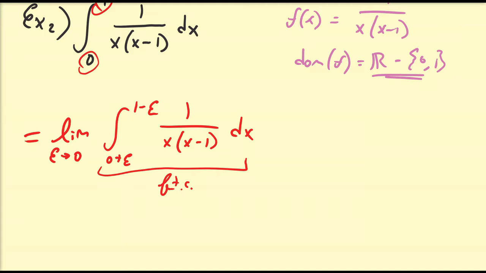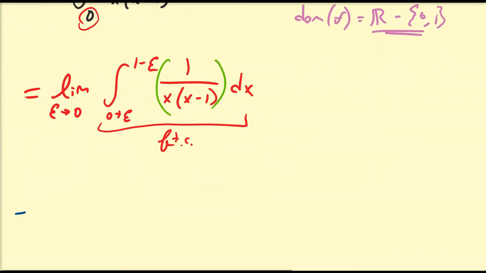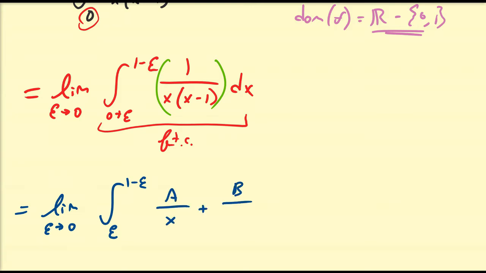So how are we going to treat this function? Well, we can use partial fraction decomposition, for example. So we can rewrite this as the limit as epsilon goes to 0 of the integral from epsilon to 1 minus epsilon of a divided by x plus b divided by x minus 1 dx.